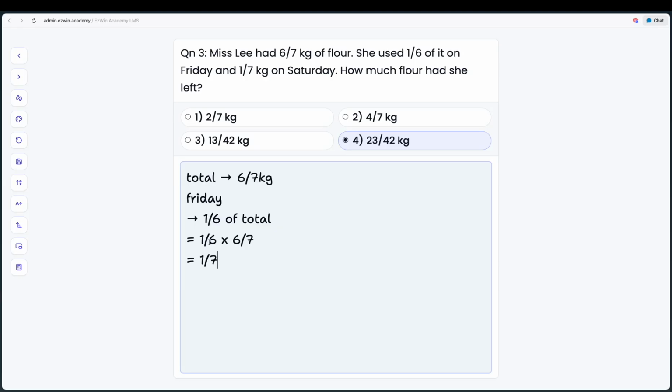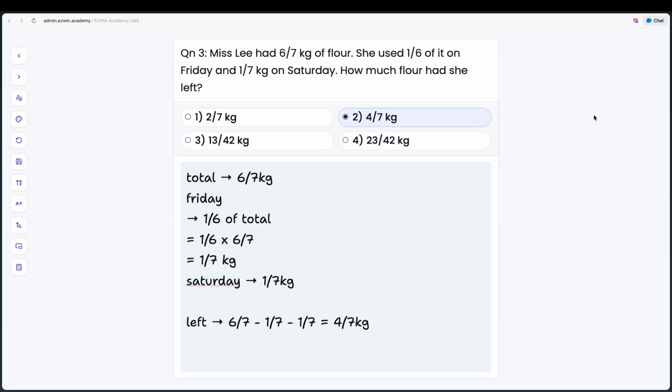Because we can just cancel the 6 and 6. This will be 1/7 kg. And lastly, Saturday will be 1/7 kg as well, right? So that means what's left is basically 6/7 minus 1/7 minus 1/7, and this is equal to 4/7 kg. So the answer to this question is option number 2.